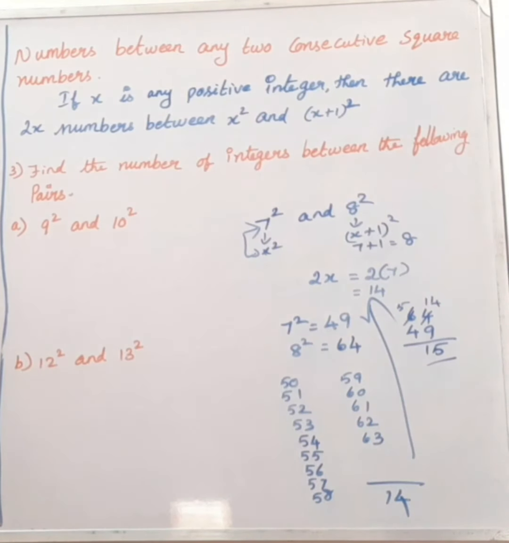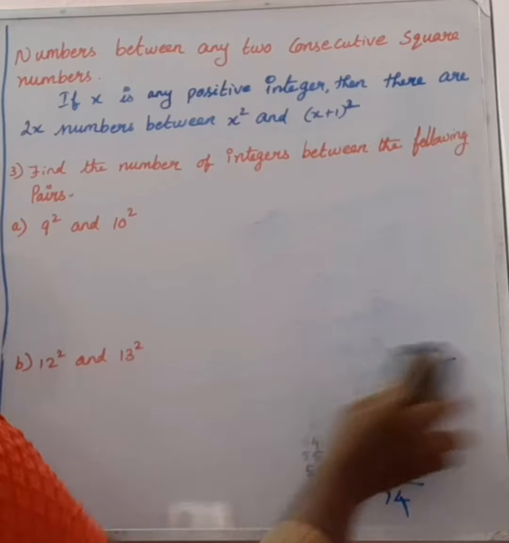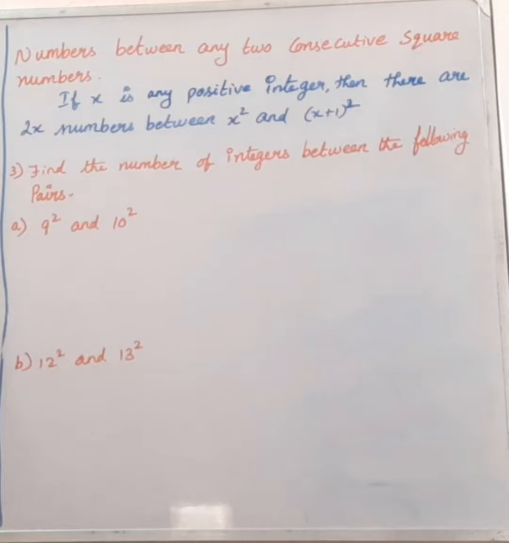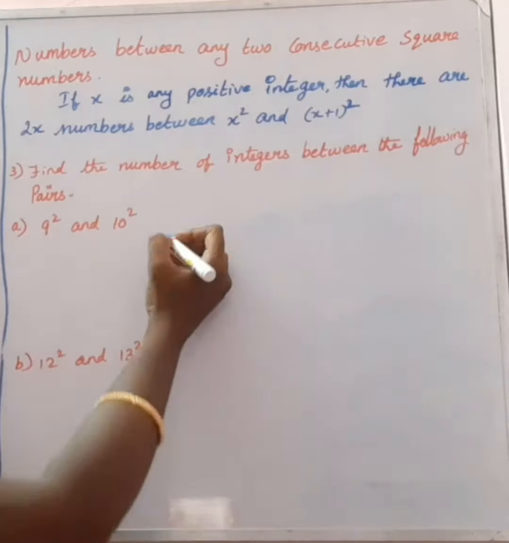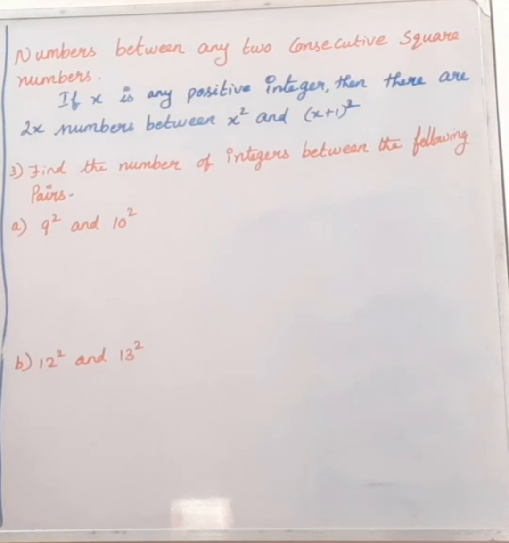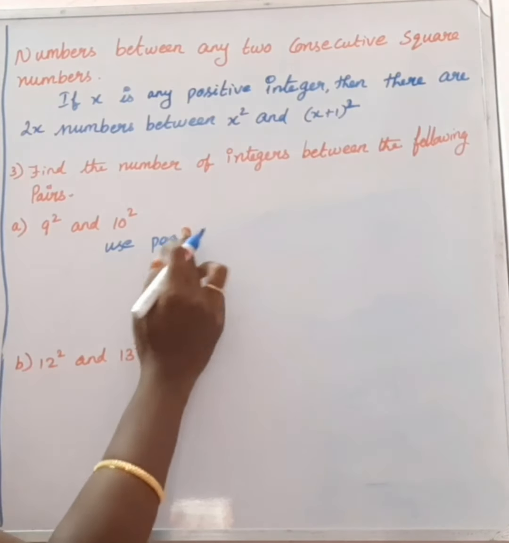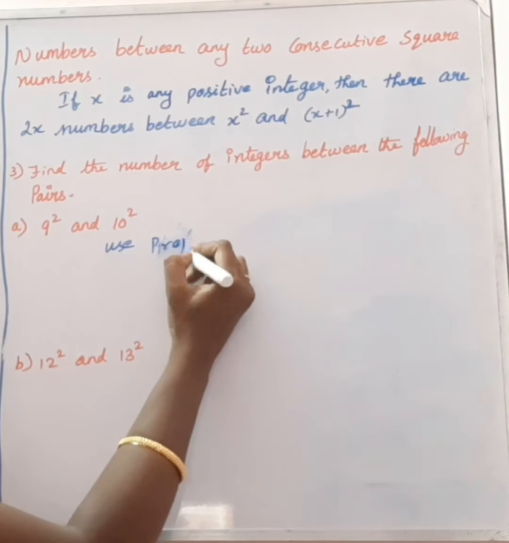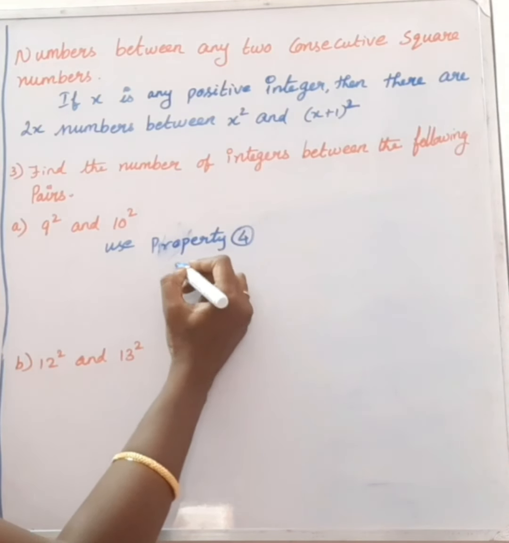So we will do the remaining sums in this method only. Let us see the remaining sums also. So what is the first sum here? 9 square and 10 square. Before that, we will apply a property. Use property number 4. What is the property?